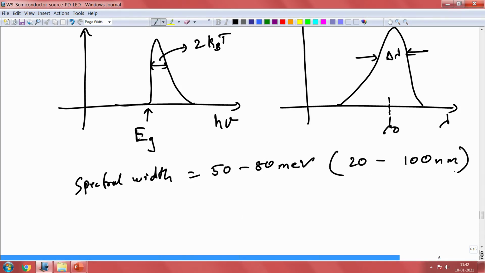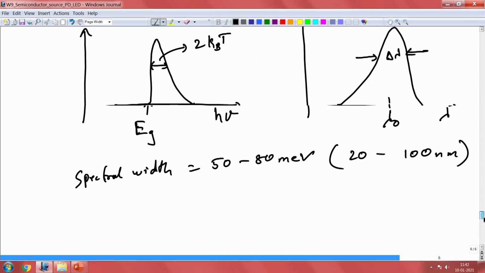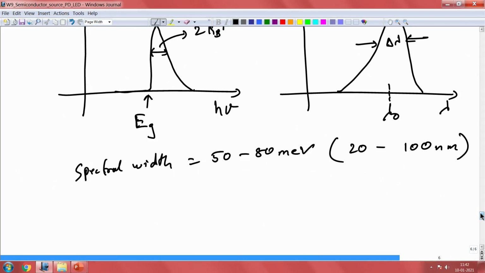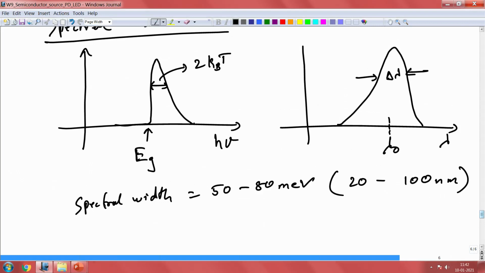Okay. For example, an LED like indium gallium nitride would have a narrower spectral emission, while indium gallium arsenide phosphide kind of material will have much broader emission. So, it is possible to have this whole range of spectral emission based on the material system that you have and the composition that you have. Okay. So, that is on the spectral side.